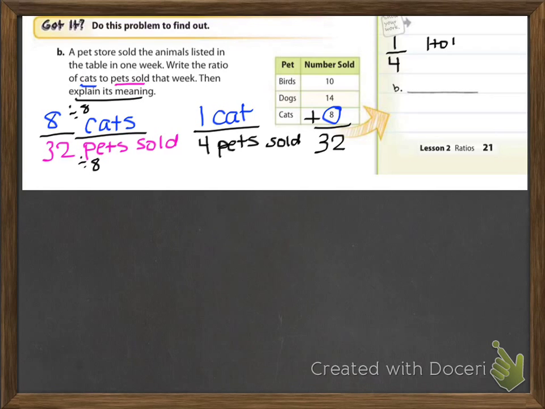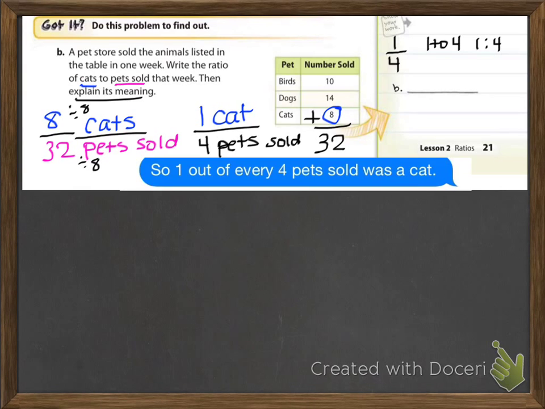Okay, so our ratio, we can express it like this, 1 to 4. We can say 1 to 4, or we can say 1:4. And then the explanation looks like this. So 1 out of every 4 pets sold was a cat. So that is your explain. You need to make sure that you have the explain for every single problem. So make sure that you do not leave that out.